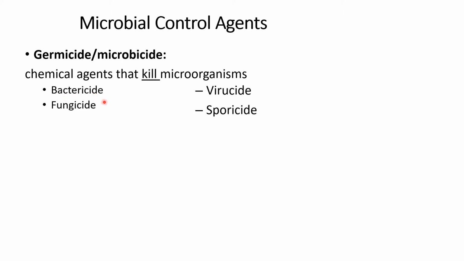So if I say bactericide, then this is an agent that kills bacteria. Fungicide would be an agent that kills fungi. Viricide kills viruses. Sporicide kills spores. Okay. So these are some chemical agents that are used, and they kill the specific microbe that is targeted.